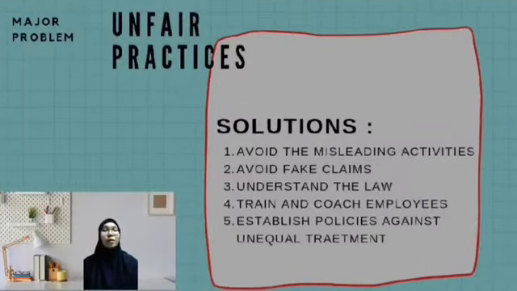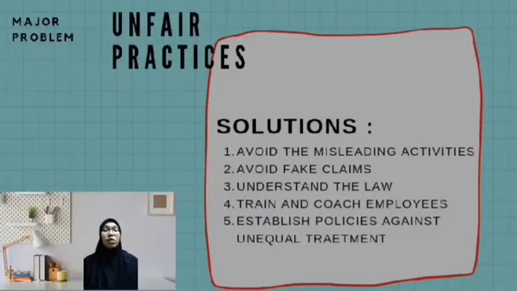The second problem is unfair practices. Here we can see the 5 different solutions that can help to overcome the problems and make the company better. The first one is avoid the misleading activities that can be a very dangerous threat towards the company. The second one is avoid the fake claims. The third one is understand the law.